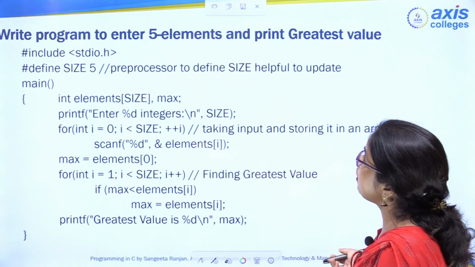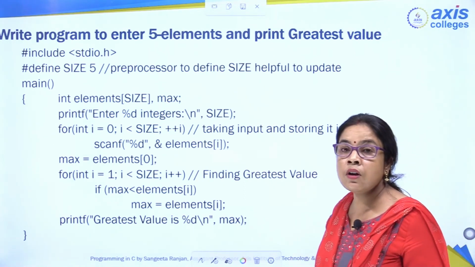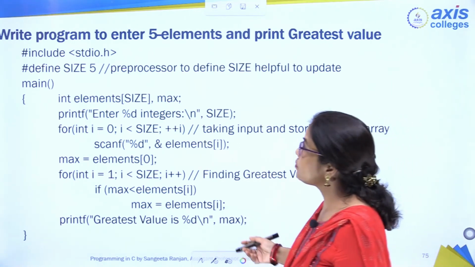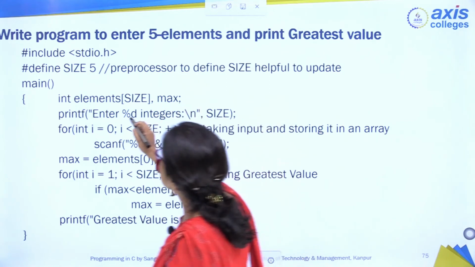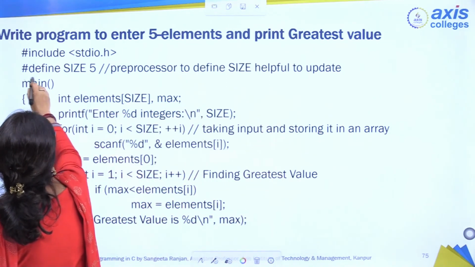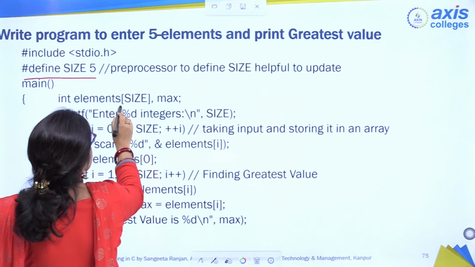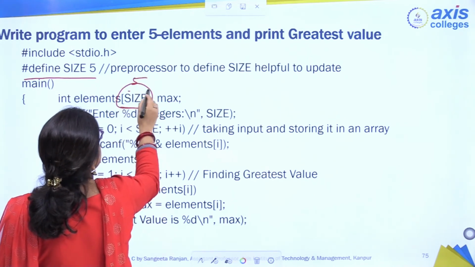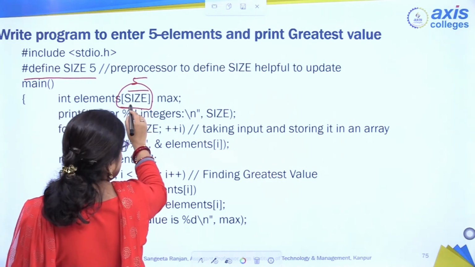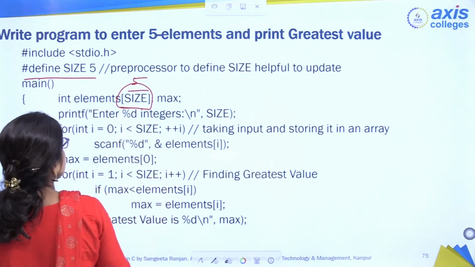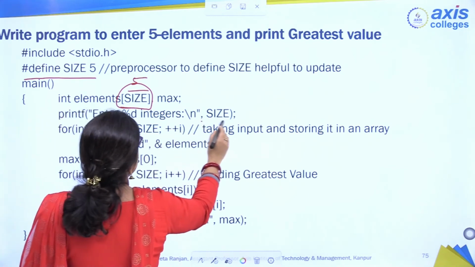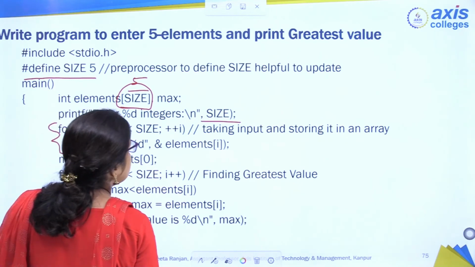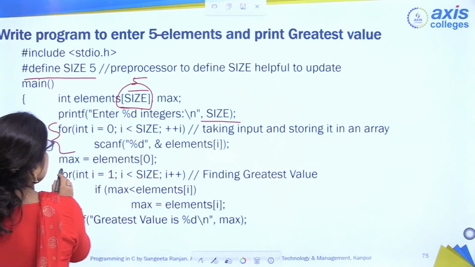Here is the program to find the greatest value. Enter 5 elements and find out which one is the greatest among the given 5 elements. First of all, we have to define the size, that is 5. We can only define the size, that means the size of the array is 5. First enter the size, that is, input the values of the array. With the help of this for loop, we can input the values of the array.